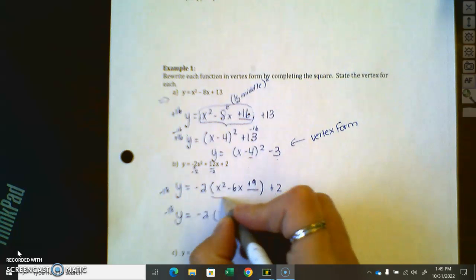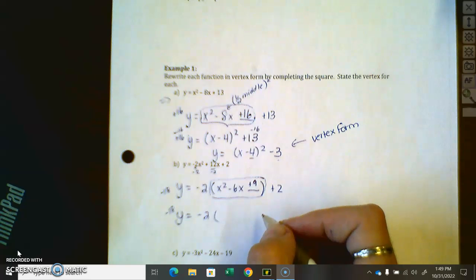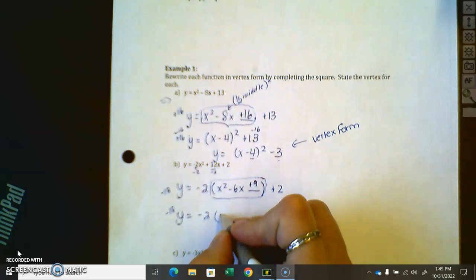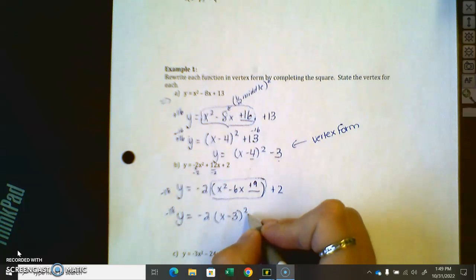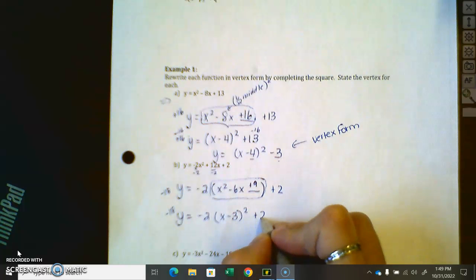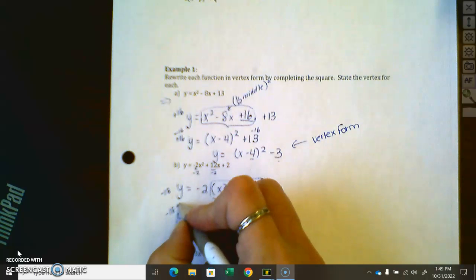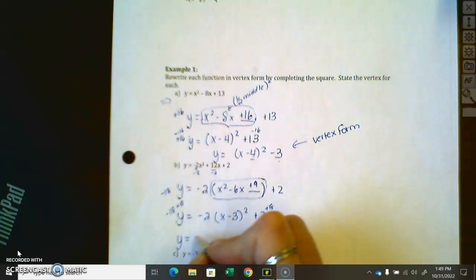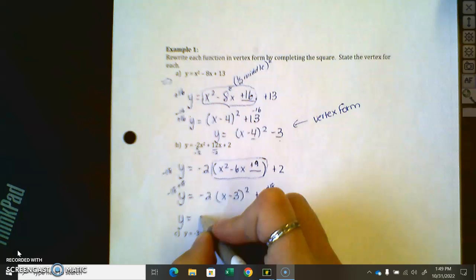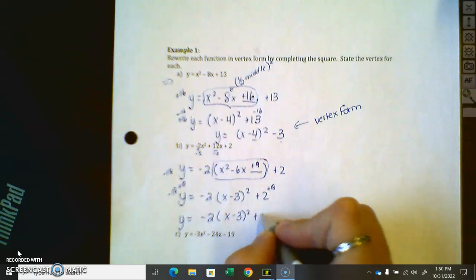This is the part where we take this whole chunk and write it as half of the middle with a squared. So I'm going to write x, half of the middle was minus 3, with a squared sign. And we still have the plus 2 trailing behind. Now to finish it off, I'm going to add 18 and add 18. So my equation is y equals minus 2 times x minus 3 squared plus 20.